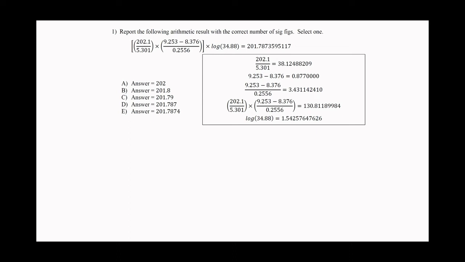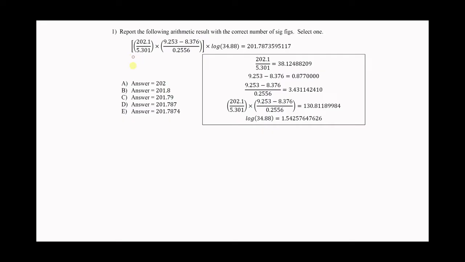Okay, this is the midterm review for Chem 7L for spring 2020. Okay, let's just jump on into it. Report the following arithmetic result with the correct number of sig figs. Select one. Okay, so let's take a look at what we have.